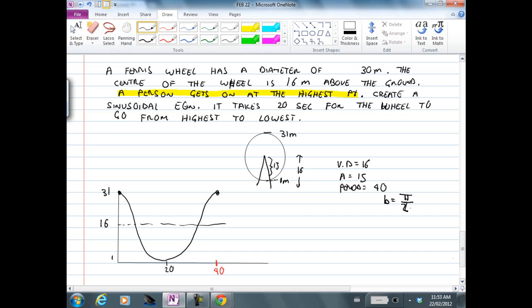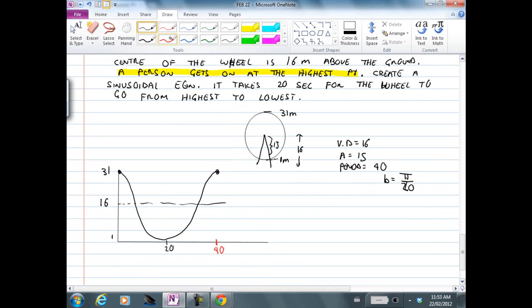Yes. Finally, my phase shift, if I'm doing the cos graph, there's no phase shift. It's 0. But there is for sine. So let's create my equation right now. Y equals 15 cos pi by 20 theta plus 16. Guys, I'll give you 1 minute.